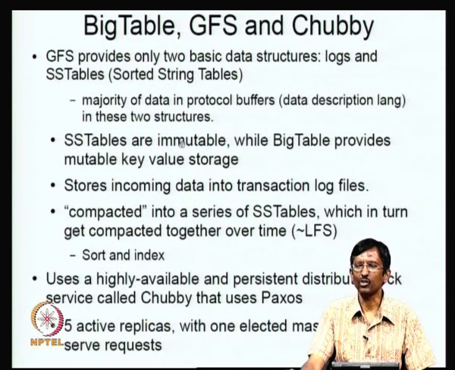The SS tables are immutable. That is, once you have figured out that you want to store that amount of logs that have been created because of changes in the system, once they cross a certain boundary and can be easily written to one chunk, for example, then they become immutable.